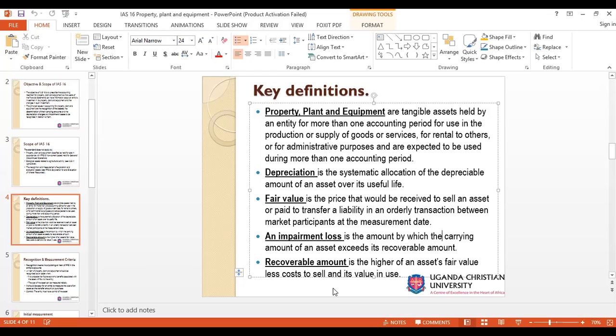Recoverable amount is the higher of an asset's fair value less cost to sell and its value in use.